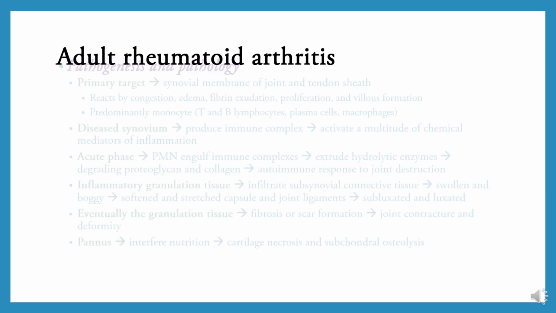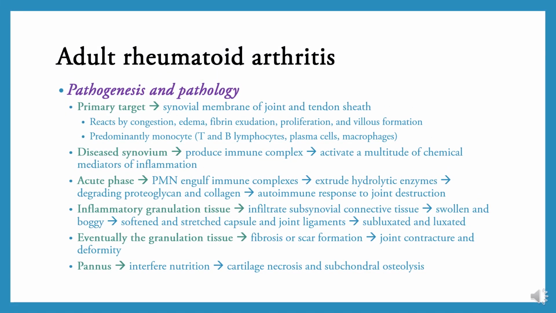Adult rheumatoid arthritis, the pathogenesis and pathology. The primary target is the synovial membrane of joints and tendon sheaths. In the diseased synovium, it produces immune complexes, therefore activating a multitude of chemical mediators of inflammation. In the acute phase, PMNs engulf immune complexes, therefore extruding hydrolytic enzymes, resulting in degrading proteoglycan and collagen, and resulting in an autoimmune response to joint destruction.